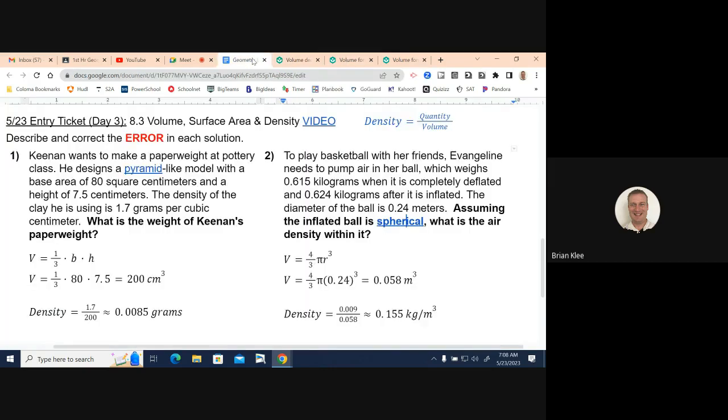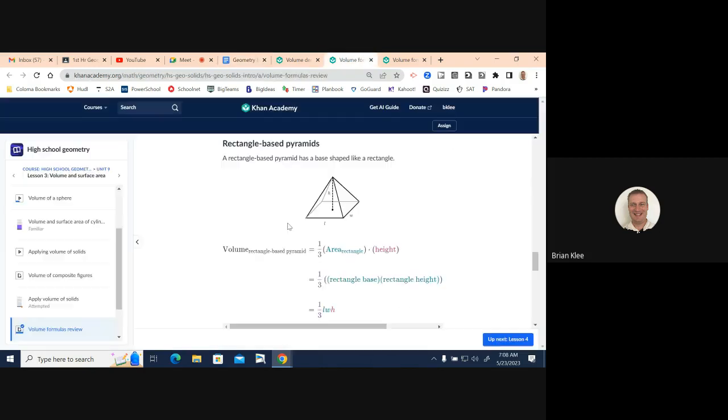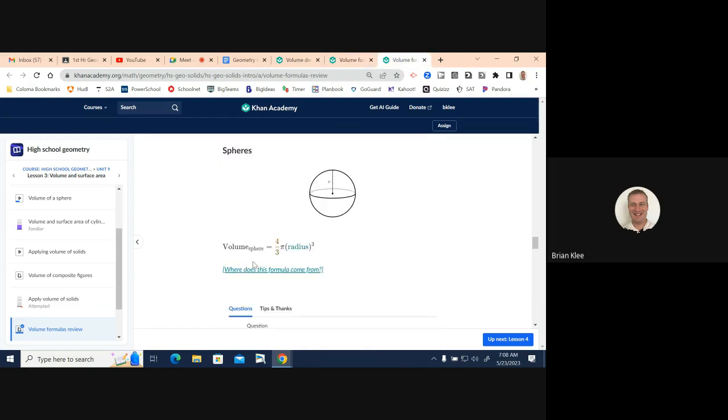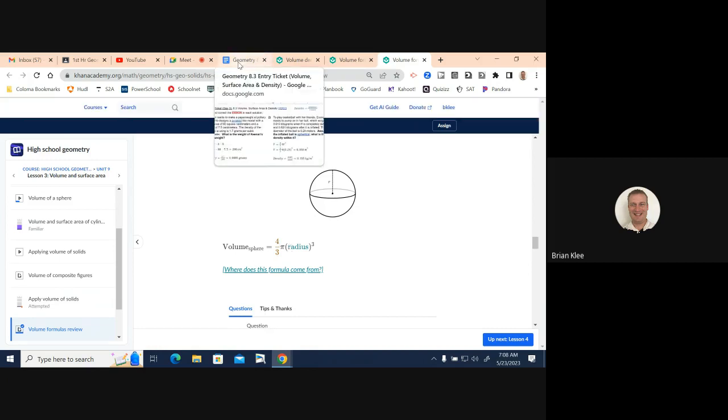And then other formulas we need to be aware of. If you click on these links, it takes you to links for all formulas we're using in this class. Volume of a pyramid is 1/3 times the base area times the height, something we've covered already. And the volume of a sphere is 4/3 times pi times the radius cubed.